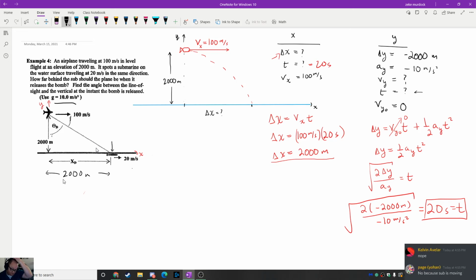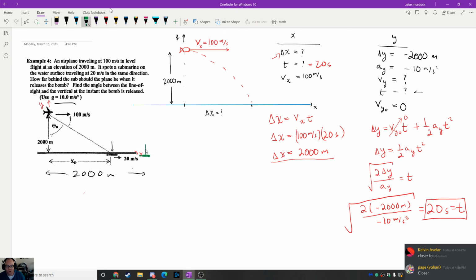So now I ask again, do we want to drop the bomb when the sub is closer to us or farther away from us? Closer, exactly. So what we'd like to do is to say our 2,000 meters actually needs to go somewhere here. And we want to have the sub be right at that location whenever the bomb hits the ground. So the goal is to have the sub be right here whenever the bomb hits the ground.